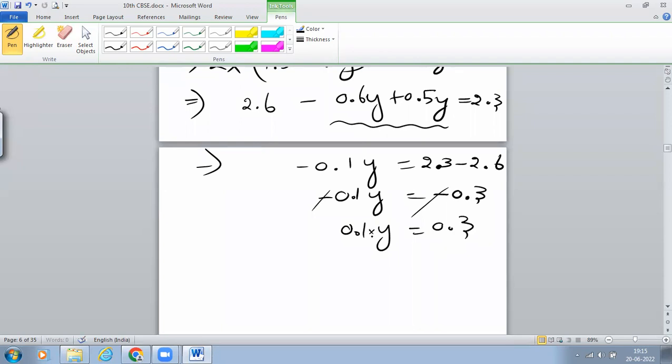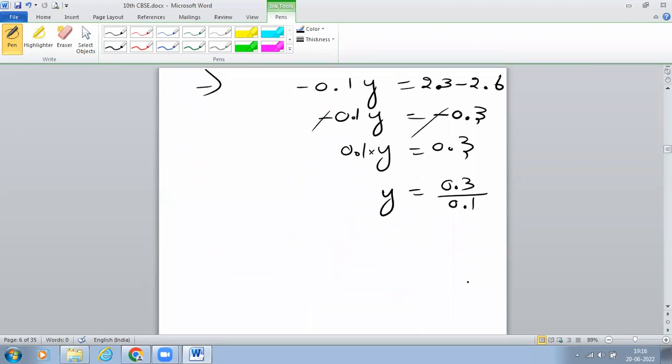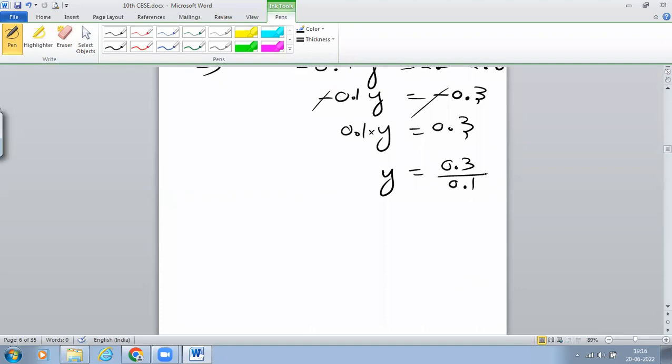Now this 0.1, which is in multiplication with this y, when taken to the opposite side becomes division. So we got 0.3 divided by 0.1. Now please listen. Here we have decimal division. We have to divide a decimal number by another decimal number. Whenever you have a decimal number in the denominator, you have to make the denominator a number without any decimal point. For this, see here, after the decimal point, how many digits are there in the denominator? 1. If there is only one digit after the decimal point in the denominator, you have to multiply the numerator as well as the denominator by 10.